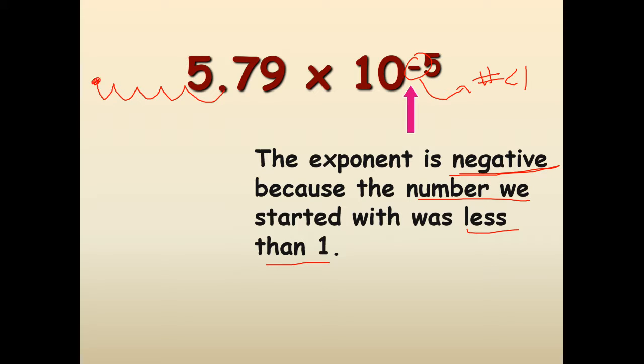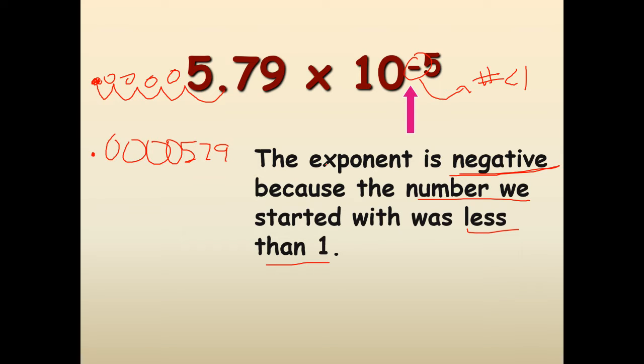So this is where my new decimal is. All these blank spaces here, you put zeros. 1, 2, 3, 4. So my number was 0.00005 79. Sorry, it's a little hard to write with the mouse.